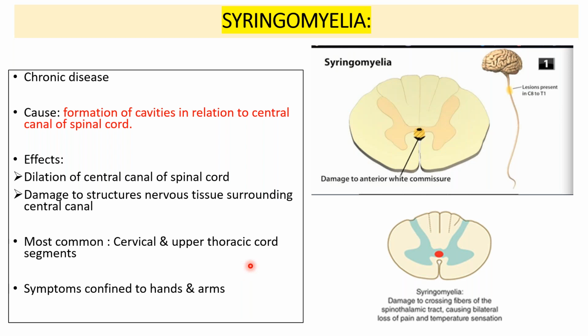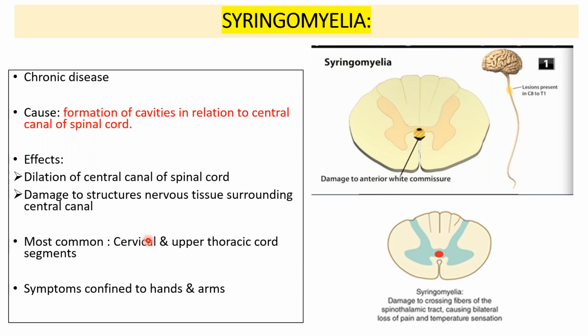It's a chronic disease. There is formation of cavities in relation to the central canal of the spinal cord. This is the central canal of the spinal cord. Over here, there is cavity formation. So the immediate structure adjacent to the central canal that is damaged is the anterior white commissure. This anterior white commissure is over here.